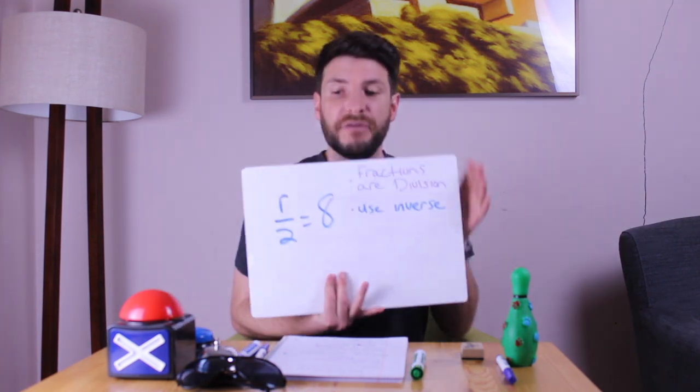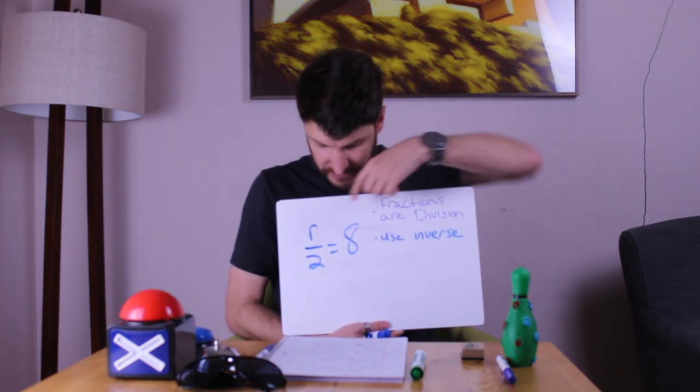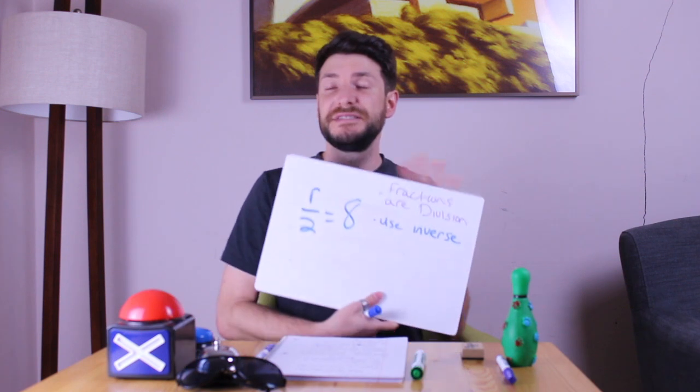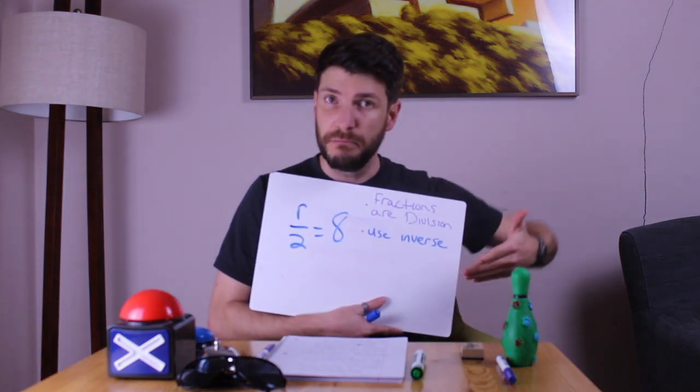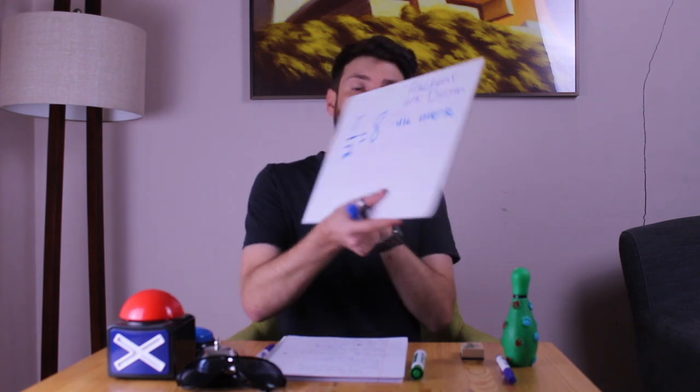So here we have r divided by 2 equals 8. Remember, this fraction means division. So what we're going to do is use the inverse. What is the inverse of division? Multiplication. So we're going to multiply both sides by 2.